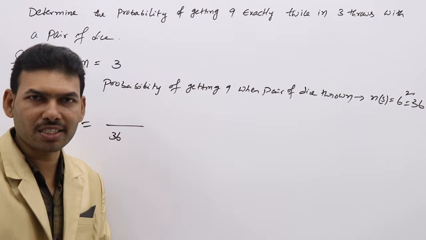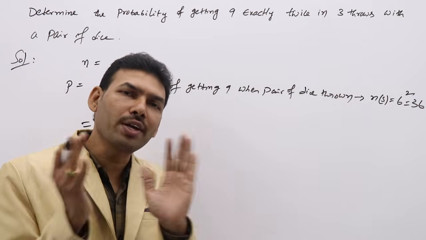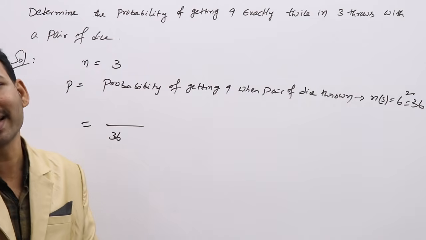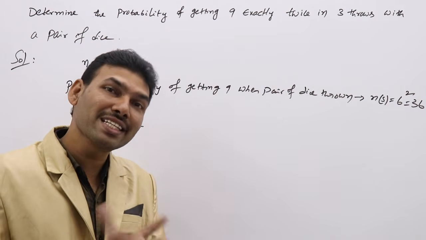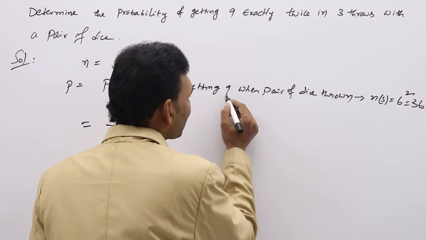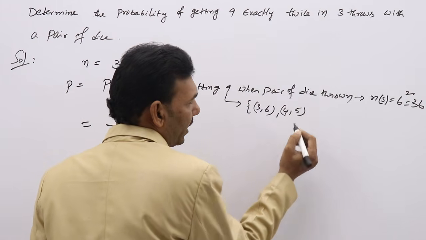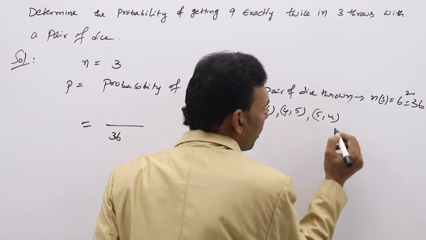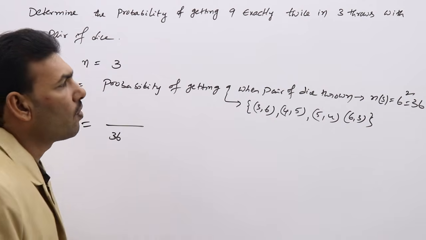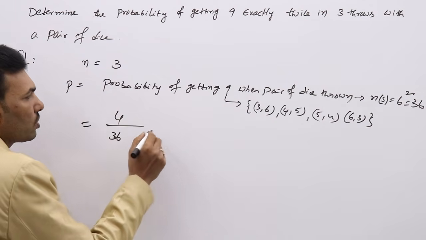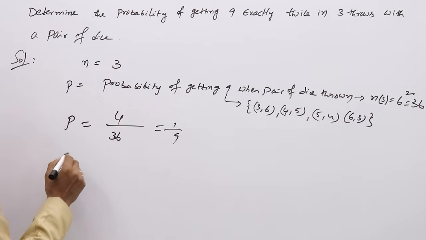Coming to favorable cases, getting sum 9. When 2 dice are thrown, pairing 1 to 6 with 1 to 6, what are the cases you are getting sum 9? 1 6 you won't get, 2 6 you won't get, 3 6 gives 9. So favorable cases for 9 are 3 6, 4 5, 5 4, 6 3. Total how many cases? 1, 2, 3, 4. 4. So if you cancel, 4 9s are 36. So p is 1 by 9. What about q?